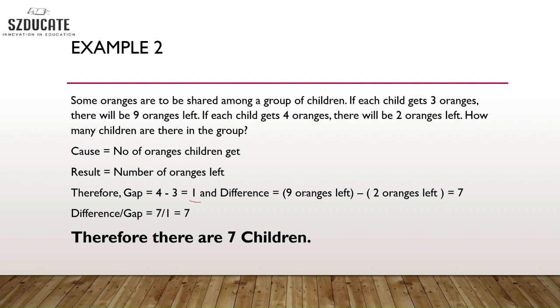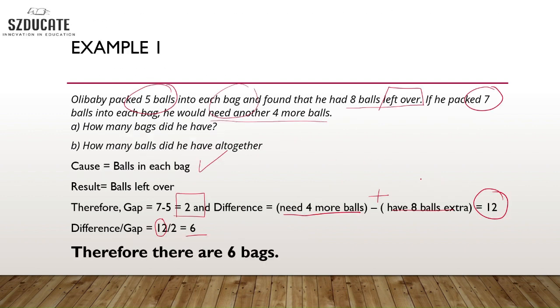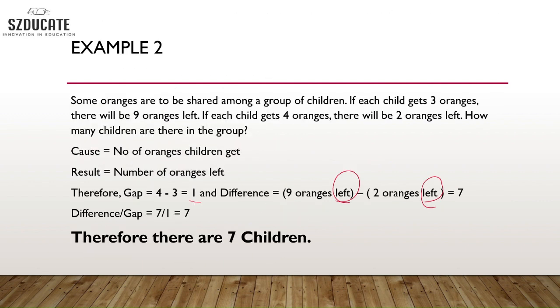Notice in this particular question, I changed it so that it is left and left. So we just minus. Remember in the last example it was need, shortage, so we plus the difference. Now it is left and left, that means it's extra, so we minus. So we get 7. 7 divided by 1, I have 7. And then who is the container here? Children. That's why there are 7 children.